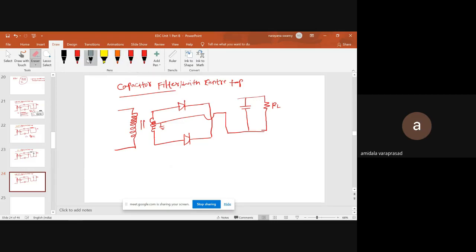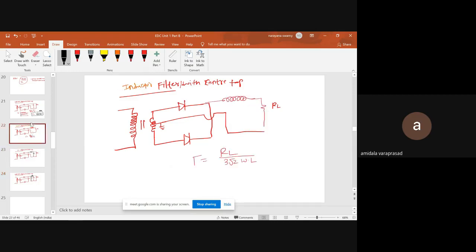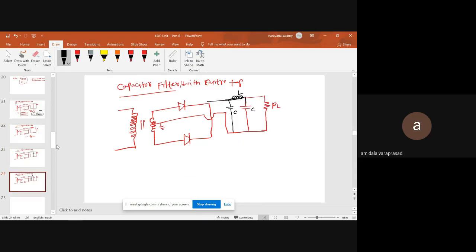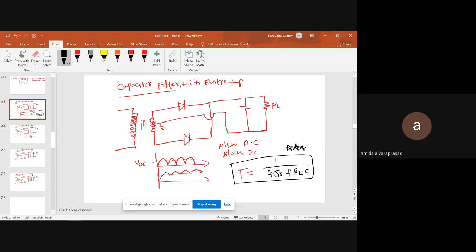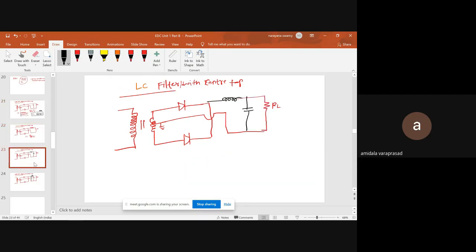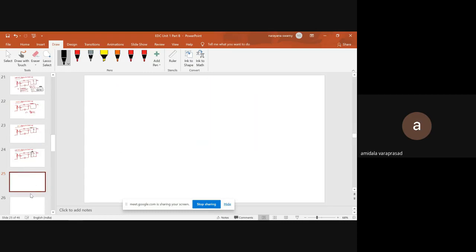CLC. C means first one capacitor, and one inductor and one capacitor. CLC. Okay, these all are the circuit diagrams of capacitive filter. Capacitive filter, inductor filter, LC filter, CLC filter, and clipper.